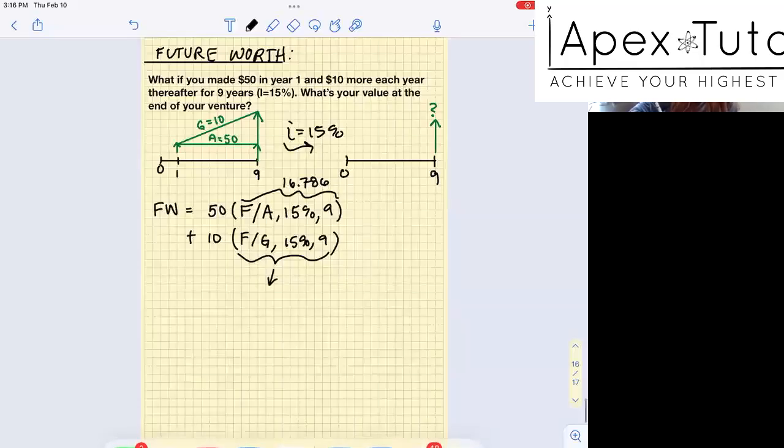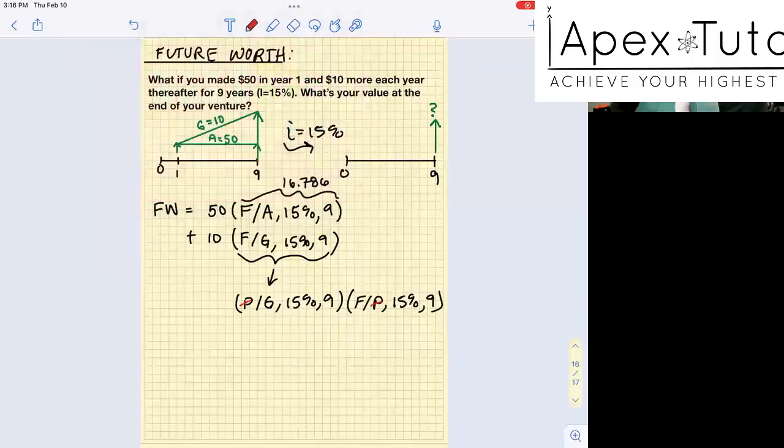This is a G. We could bring the G back to year 1, so we could say P given G, and then take it out to future year 9 and do F given P. Basically the combination of those two would give me F given G, because you can kind of imagine the numerator and the denominator canceling.